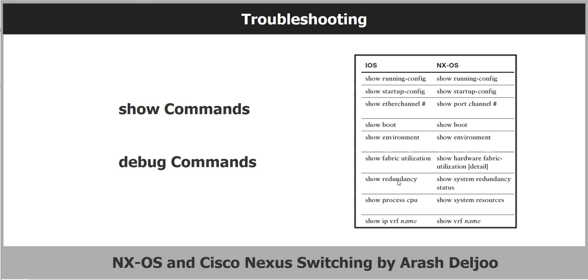After that, for displaying the supervisor's high availability status, in IOS we use show redundancy. In NX-OS we use show system redundancy status. For displaying CPU and memory usage data, we use show processes cpu in IOS and show system resources in NX-OS. For displaying specific VRF information, in IOS we use show ip vrf name, but in NX-OS we use show vrf name. Also, we have some debug commands.